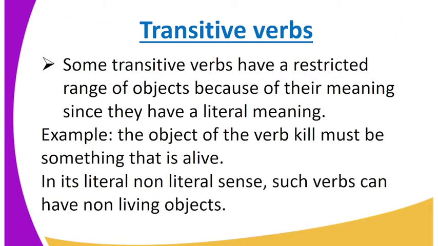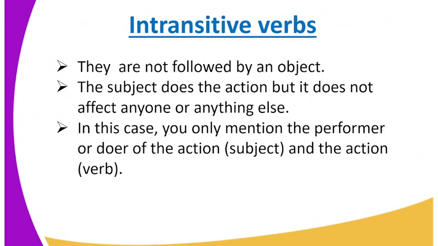Then we have some transitive verbs that have a restricted range of objects because of their meaning, since they have a literal meaning. For example, the object of the verb kill must be something that is alive. In its non-literal sense, such verbs can have non-living objects.